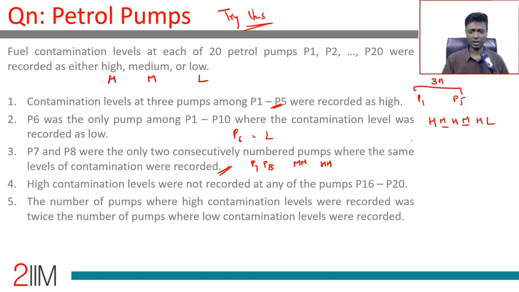And the big giveaway. High contamination levels were not recorded at any of the pumps from P16 to P20. The last 5. No high at all. That means it should be only L and M and nothing adjacent to each other. So P16 to P20 is either LM, LML or ML, MLM.